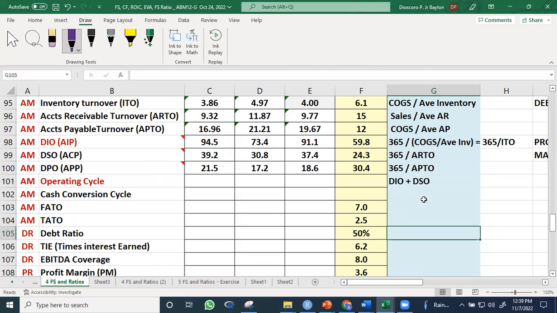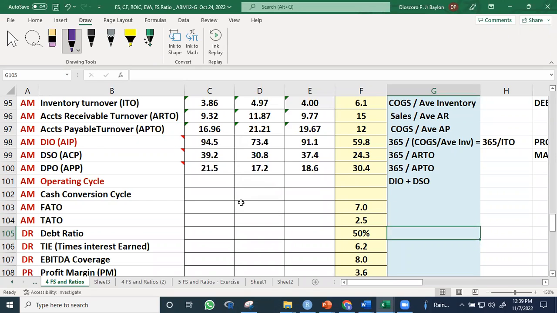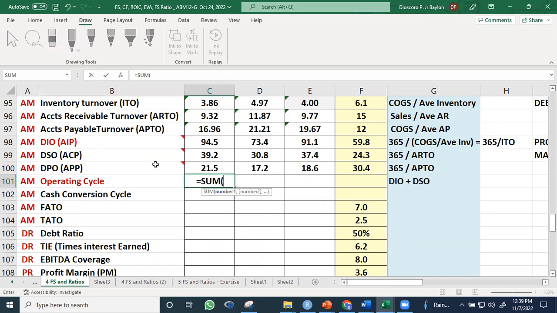Inulit lang natin, no? Kasi yung days inventory outstanding, ilang days bibili ng raw materials, convert to finished goods, sell. Tapos si DSO naman, pagkabenta, ilang days bago makukolekta. So, our operating cycle is DIO plus DSO. So, makukompute natin to, no? Is equal to sum ng DIO, DSO.